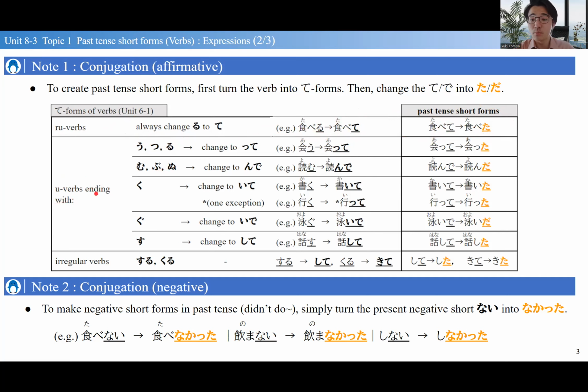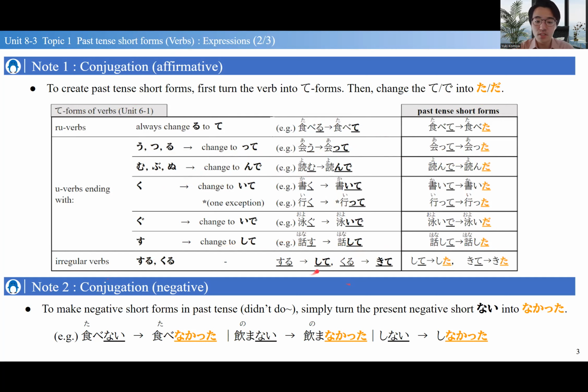For u verbs, it was more complicated, depending on what character the verb ends in. For u, tsu, ru endings, we changed to small tsu plus te. So au will be atte. Now replace the te with the ta. So atta. That's the past tense short form. In the same way, for example, if it's hanasu, the te form is hanashite. For the past tense short forms, change the te to ta. Hanashita. That's talked, past tense.